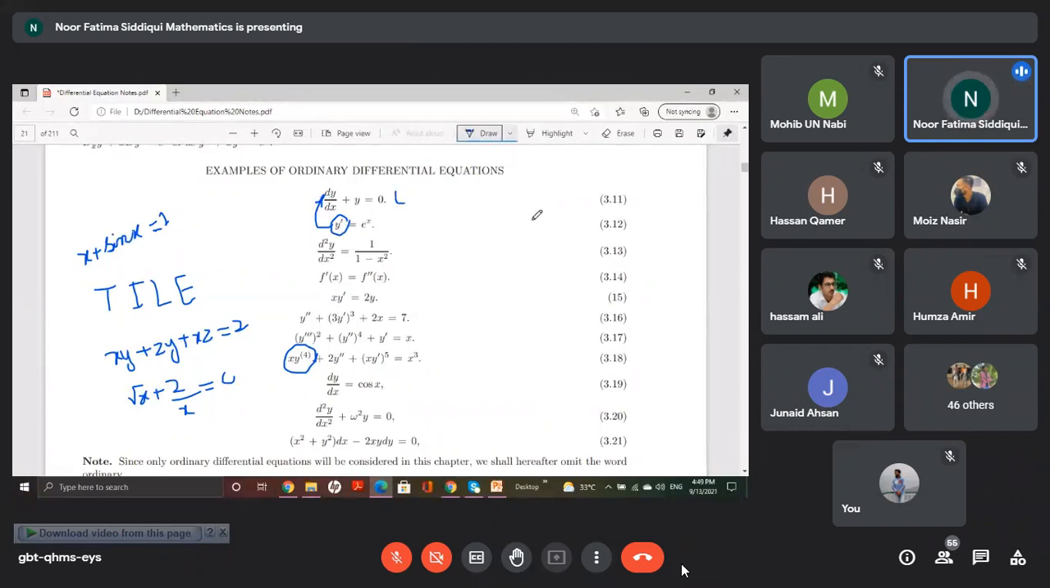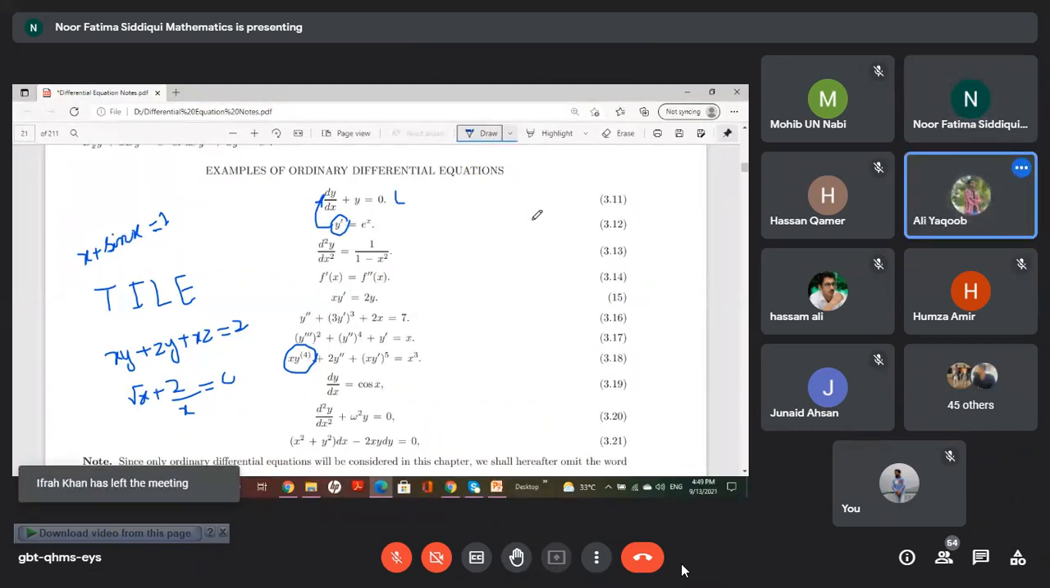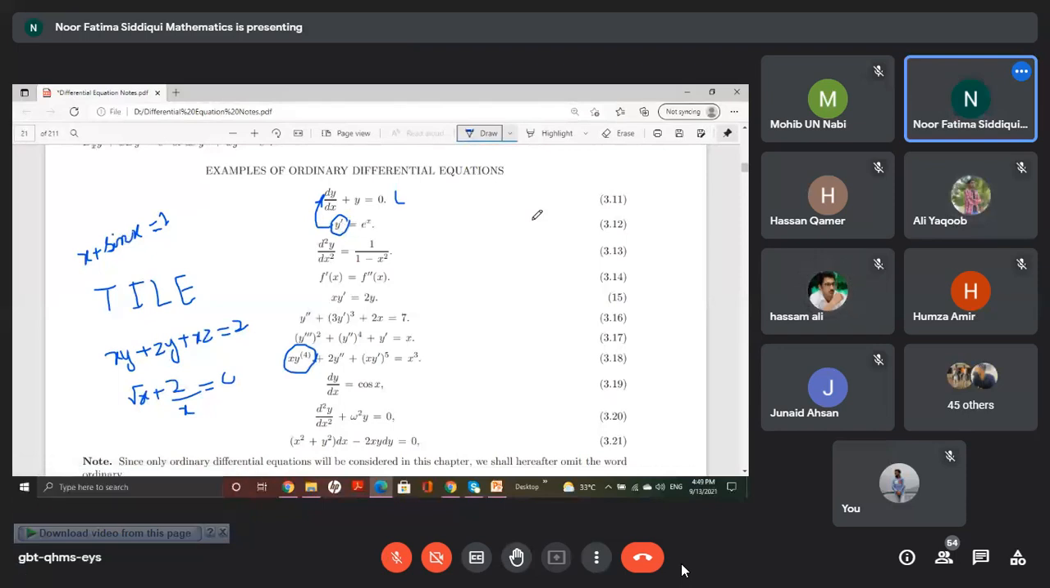Now check 3.12. Is 3.12 linear or non-linear? Non-linear. If non-linear, why non-linear? If linear, why linear? Give answers one by one. Miss, 3.12 contains the exponential function e. That's why it is non-linear. Okay. So tell me, does the exponential function appear with the independent variable or the dependent variable? It's linear. It's linear.